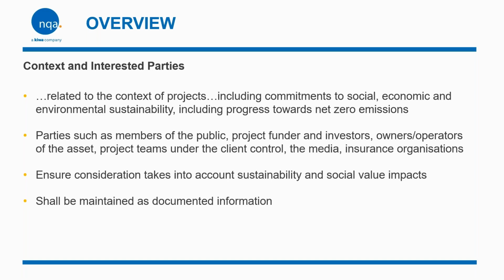Clause 4 deals with the context of interested parties. So BS 99001 is asking us to understand the full project context. This includes all internal and external factors that could affect project outcomes. Under 99001, they're asking you to look at the sustainability commitments, such as reducing environmental impacts, supporting social and economic sustainability, and progressing towards net zero emissions.